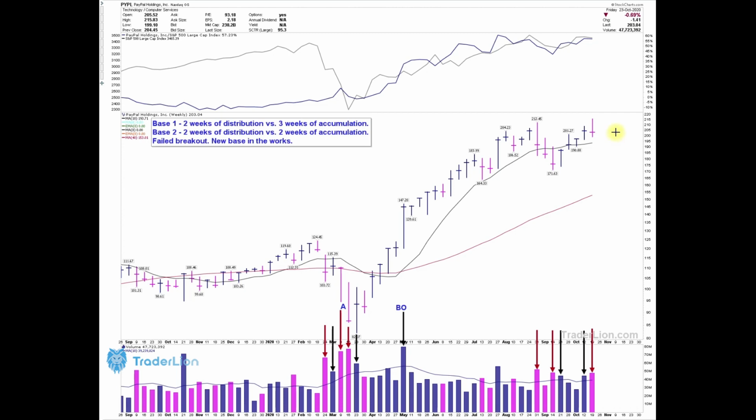Maybe we only go sideways 3 weeks and break out again, which would be more of an add-on entry. It's not going to be a new base breakout. So we'll see how that all shapes up as we move along here. In any event, let's go back to week number 1.